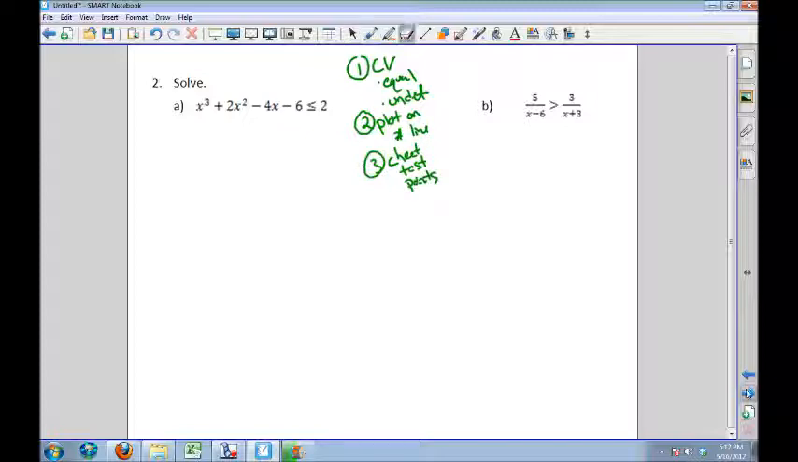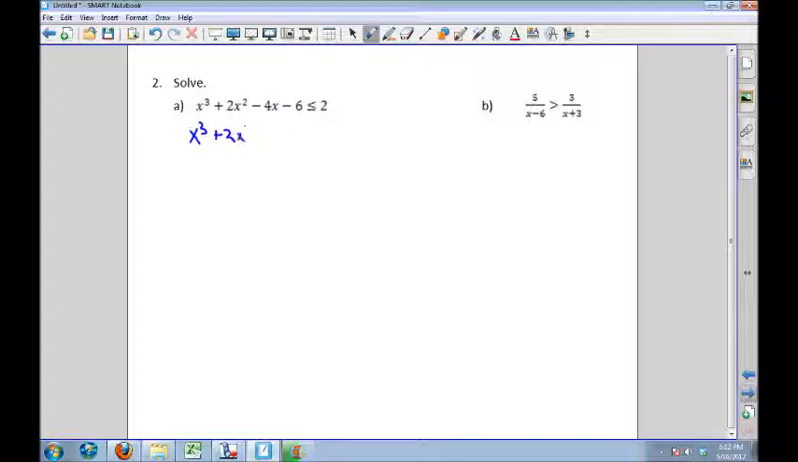So let's get started. For my first one, to find my critical values, I'm going to first check when this is equal. So when x cubed plus 2x squared minus 4x minus 6 is equal to 2, which would occur when x cubed plus 2x squared minus 4x minus 8 is equal to 0. I brought my 2 over. Then I can factor this by grouping.